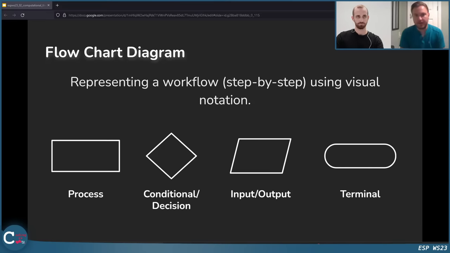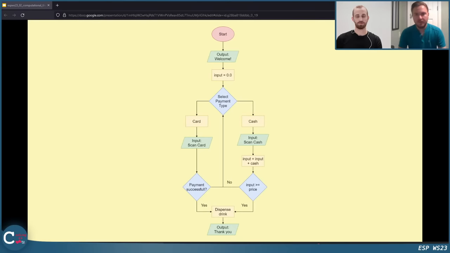And at the very right, we have terminal, which means beginning or end. Sometimes you just see a round symbol. Sometimes you see it like that. So there are, as I said, different notations. But something like this at the beginning or the end means that this program or the process terminates here. So maybe we can go back. So this is the terminal, the start. Yeah. These are the input and output fields here.